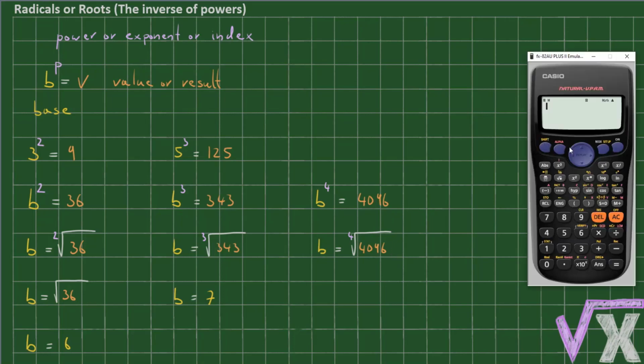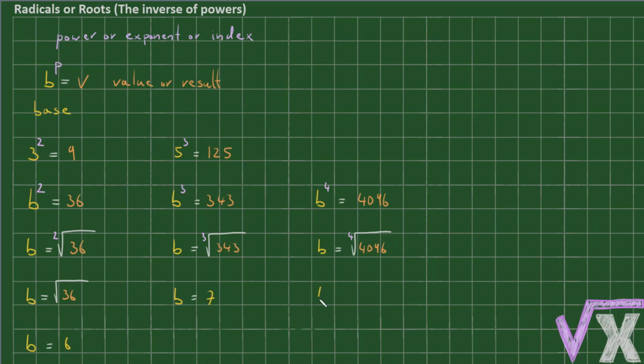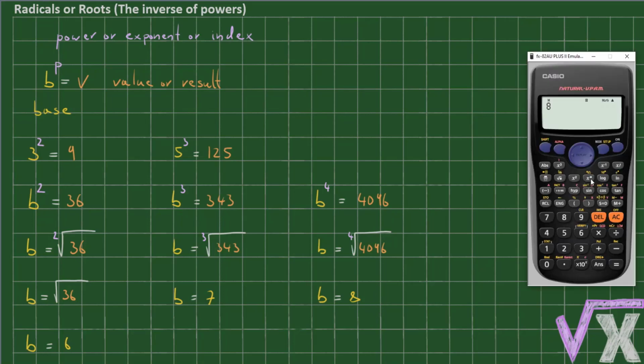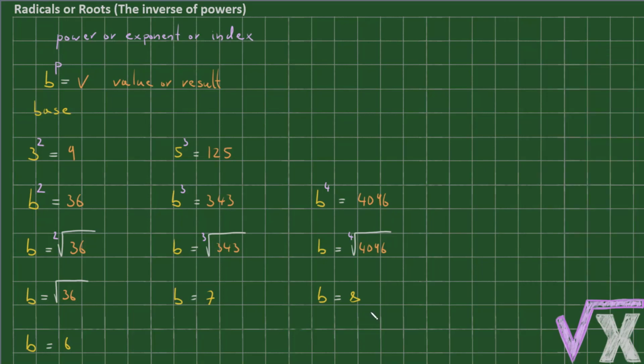So once again, I press Shift, then the x raised to the white blank square, and then I can enter 4, move the cursor to the right, and enter the value, 4096. And finally, press the equal button. And the result is 8. So in this case, I can say that b equals 8. Again, let's check the result. So I'm going to enter 8 raised to the power of 4, and I get 4096, which means my solution is correct.